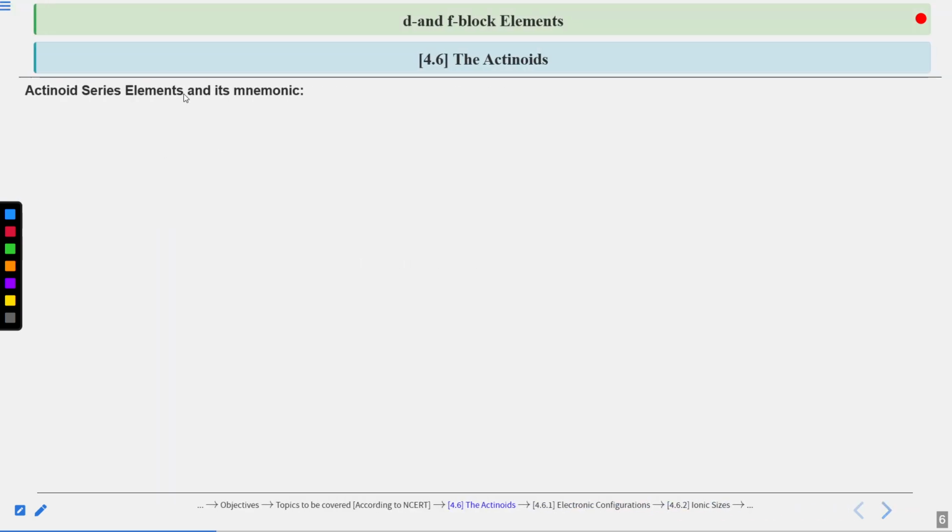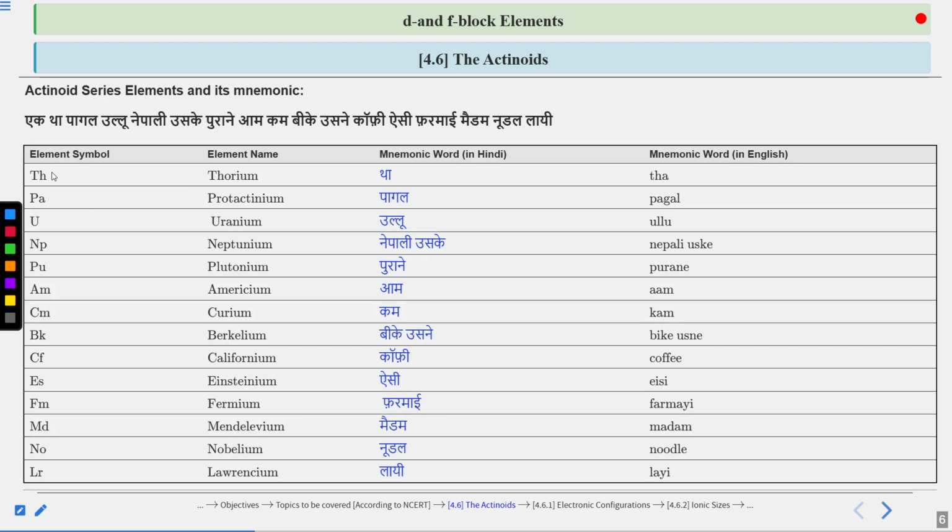Actinoid series elements and their mnemonic. So let's see the actinoid series elements and their mnemonic. Ek tha pagal ullu Nepali uske purane aam kam bike, usne coffee aisi farmayi, Madam noodle layi. You can see in this table the element symbol, the element name, and the mnemonic word in Hindi and in English separately.